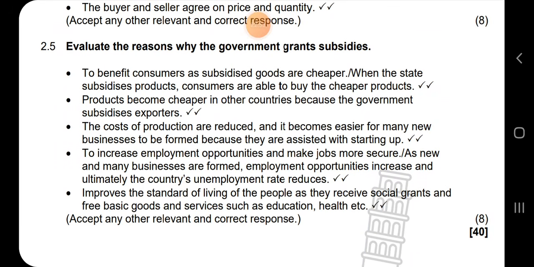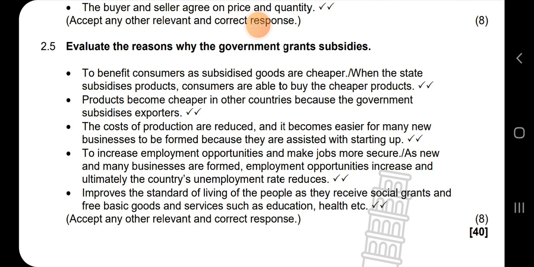2.5, evaluate the reasons why the government grants subsidies. A subsidy is an amount that government offers to businesses for people to be able to afford basic needs. Like bread. Brown bread is subsidized. So you are paying a lower price. The government has subsidized brown bread so that it can be affordable.